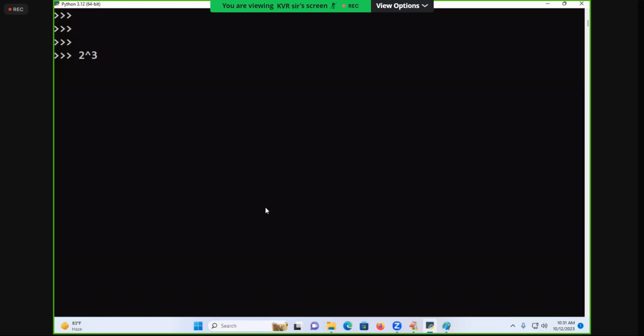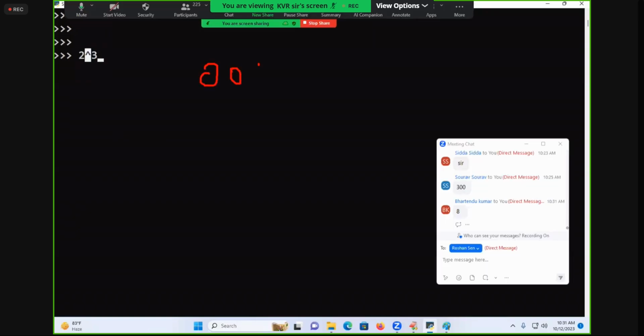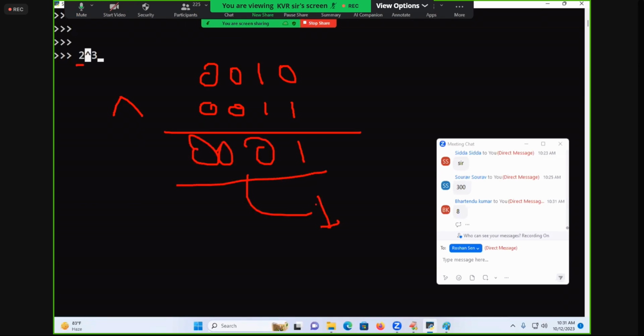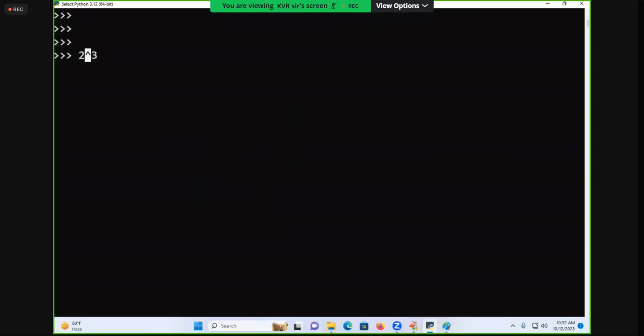Why? I am showing. It is called the bitwise XOR operator, whose value is, look at, 0010 is the binary value of 2. 0011 is the binary value of 3. XOR says similar bits 0, dissimilar bits 1. So 0001, equivalent to decimal value 1, is the answer. See the answer now.